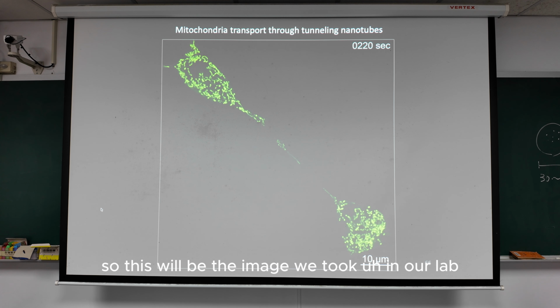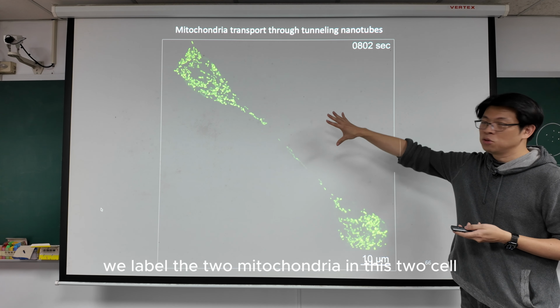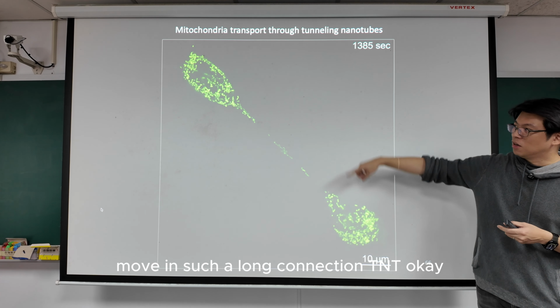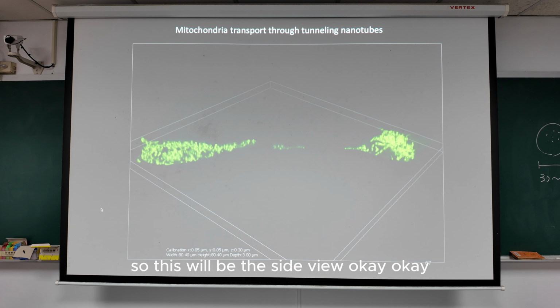So this will be the image we took in our lab. We labeled the mitochondria in these two cells. You will see the mitochondria can really move in such a long TNT connection. So this will be the side view.